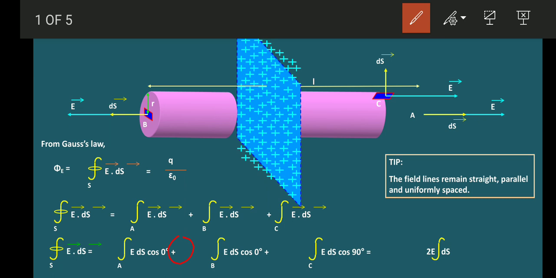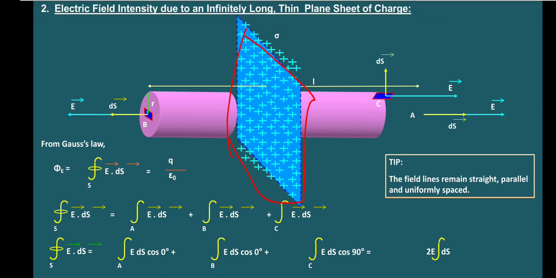This integration is valid only for the surface ds. So the 2 and E come out of the integration, and you will get integration over ds. What is ds? It is a small surface. When you integrate the small surface, you will get the total area. It's a sheet, you know. So the area of the sheet is pi r square. The formula to calculate the area of the sheet is pi r square. So the integration value will become 2E pi r square. That means the flux due to the plane sheet will be 2E pi r square. That is the flux due to the plane sheet.